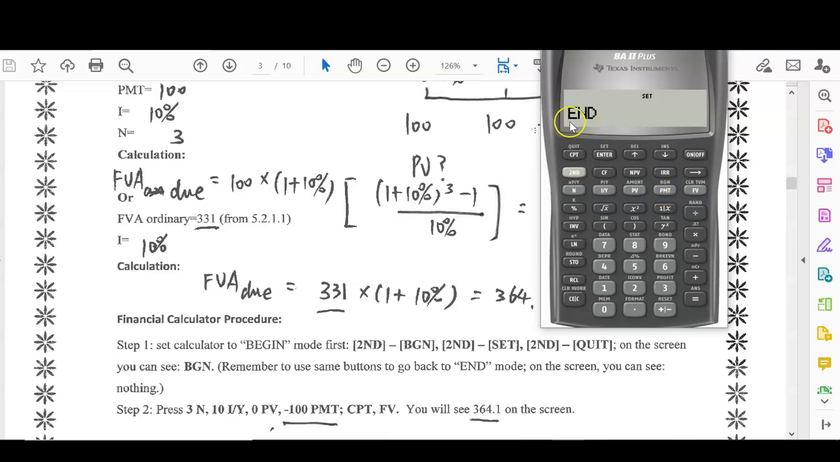You can see that by default, it is in end mode. I want to change it to begin mode. The instruction on the screen tells you that we can use the set sign to change the setting, and it's the same button as enter. So I press second, set. You can see the screen changed into BGN, begin. Let me just press second quit. Now you see there's BGN on our screen, meaning any payment you input now will become annuity due, which occurs in the beginning of each period.